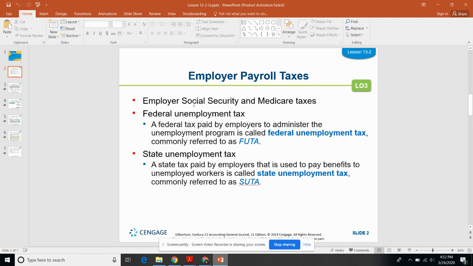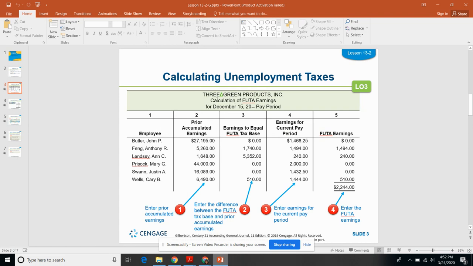We already know a little bit about the Social Security and the Medicare tax. And now we're also going to learn about the federal unemployment tax, which is abbreviated as FUTA, and the state unemployment tax, abbreviated as SUTA. So a little bit about this tax base. It's going to seem a little confusing at first, but it really isn't that bad.